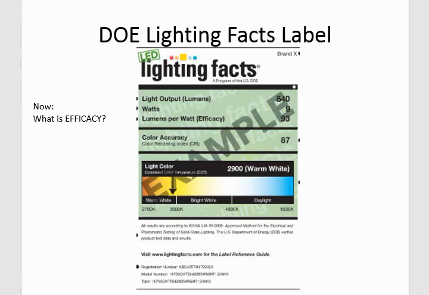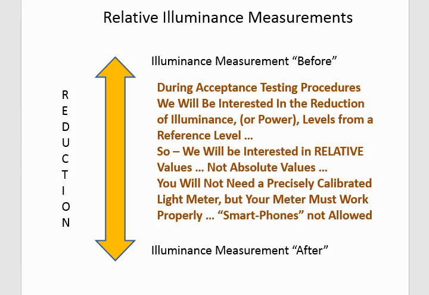And let's move along to relative measurements. When you're measuring things with a light meter, as an acceptance test technician, you'll be measuring relative illumination, or changes in illumination. In other words, a before and an after. During acceptance testing, no smartphone apps are allowed. You got to get a real light meter.